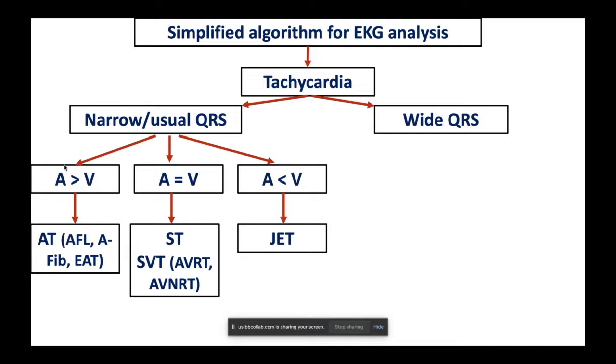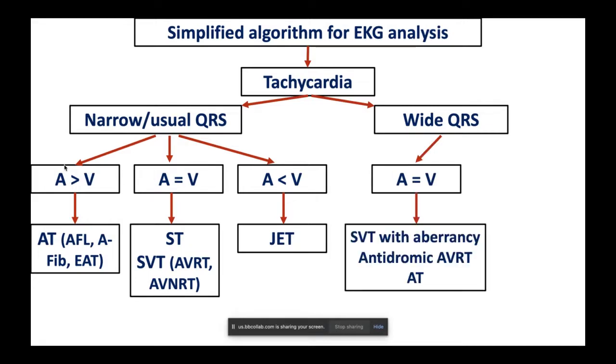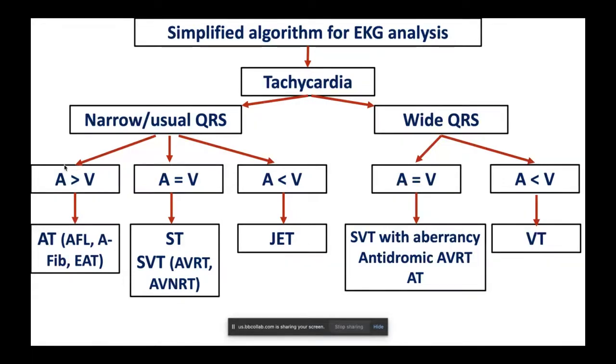However, if the patient has a wide QRS, which is wider than what his QRS looks like in sinus rhythm, right? And you have A's equal to V's, it can be the following. It can be SVT with aberrancy, meaning this patient can have SVT with a bundle branch block that developed during tachycardia. You can have something called antidromic AVRT, which is tachycardia going down a patient who has WPW or ventricular pre-excitation, or an atrial tachycardia with a bundle branch block. However, with a wide QRS, if you have V's more than A's, it can be one thing and one thing only, and that's ventricular tachycardia.